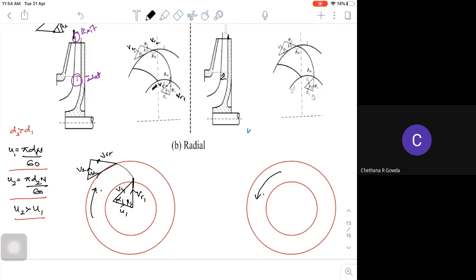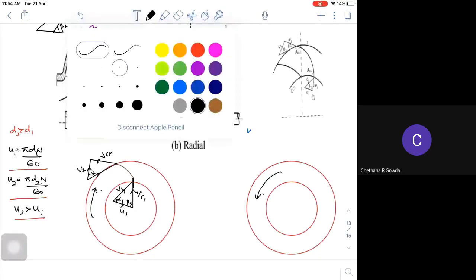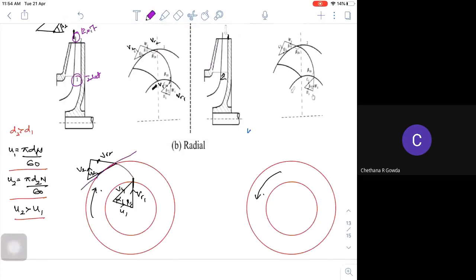See, at any given point, if I draw a corresponding tangent, and to that particular tangent, I'll be measuring the corresponding beta. This beta is measured with respect to this tangent in case of radial flow machines. So here also same thing. I'll be drawing a tangent to this particular thing. Right? And this is my beta 1, which will be equal to this beta.